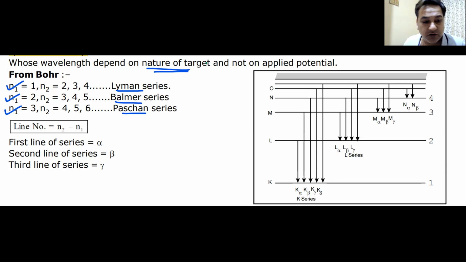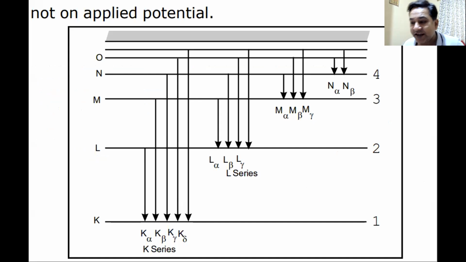Now, this is what is going to happen when we have vacancies in the lower shell. And what happens if I knock out an electron from the K shell? Then what will happen? If I knock out an electron from the K shell, there will be a vacancy in the K shell, the K series. Electrons will be jumping from higher shells. Yes or no? Yes, sir.